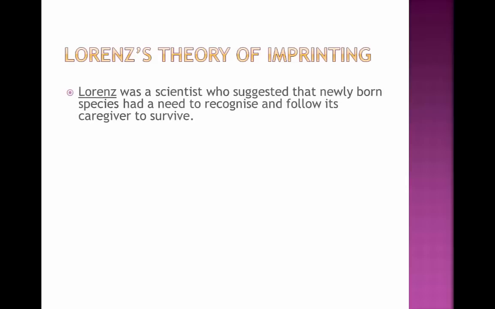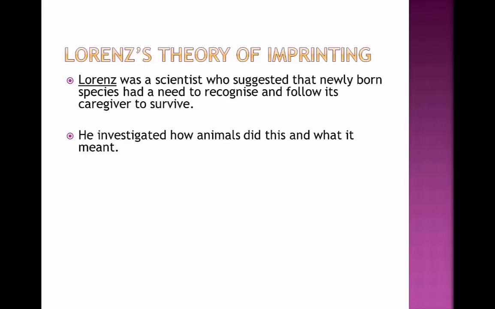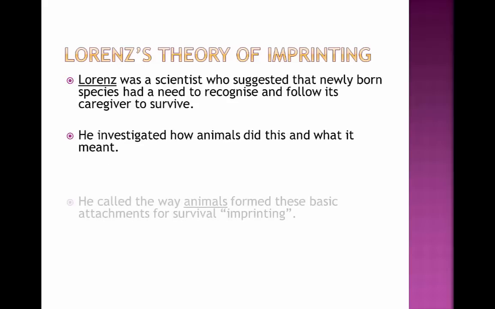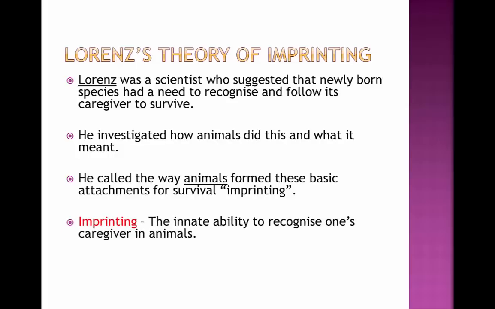Lorenz's theory of imprinting. Lorenz was a scientist who suggested that newly born species have a need to recognize and follow their caregiver to survive. As a result, it would then get all of the food and protection that it needed. He investigated how animals would do this and what it meant. He called the way that animals formed a basic attachment only needed for survival, where there's no real emotional connection, imprinting. The definition of imprinting is the innate ability to recognize one's caregiver in animals.